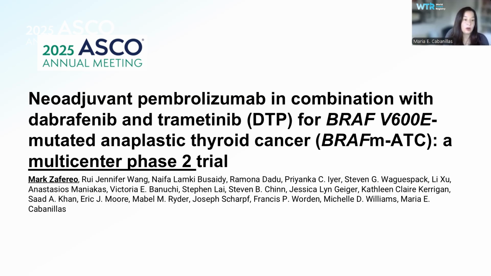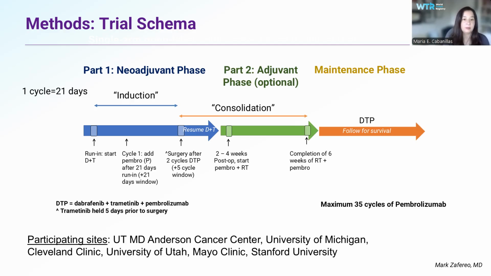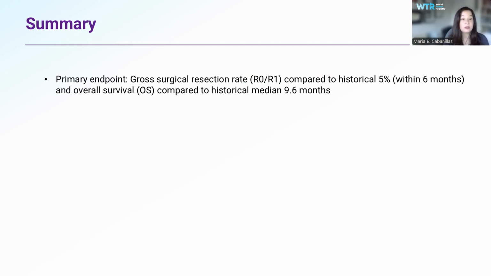And this is a phase 2 trial, multi-center, that we did and presented at ASCO 2025. It followed really the same schema that I just showed you with an induction period, a consolidation period, and a maintenance period. Just to summarize, the primary endpoint was an R0, R1 resection, and we compared that to a 5% resection rate as a historical control. Also, overall survival, which was compared to a historical median of 9.6 months. This was designed prior to the dabrafenib study that I previously showed you.